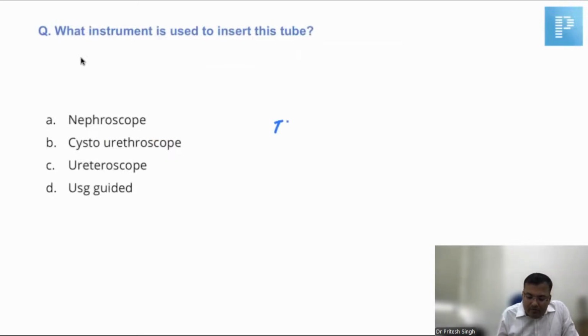What is the most common complication of TPN? There was one question, TPN most common complication. Clear? Guys, what were the options in TPN?